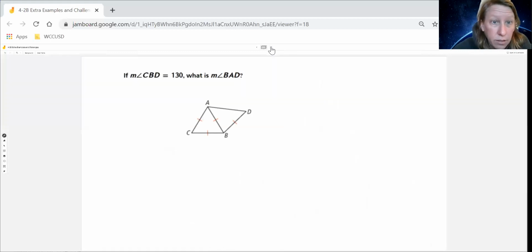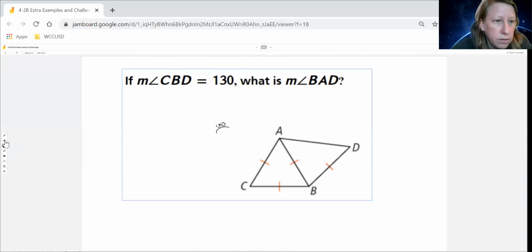Last one. If the measure of angle CBD is 130, what is the measure of angle BAD? So when I read it, my brain goes automatically to the picture. The other thing my brain does is it looks right here. Hey, what kind of triangle is that? I'm going to make this picture bigger so I can engage with it more. Woo! All right, more fun.